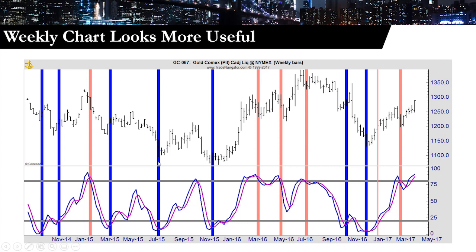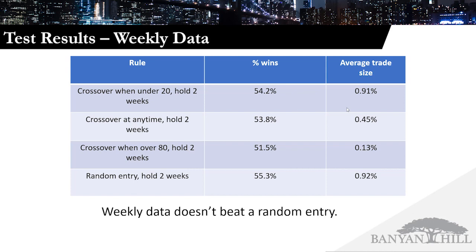Our eyes are probably immediately drawn towards the center where we do seem to have some nice signals. Our eyes tend to ignore the signals that don't work as nicely. Testing again shows that the stochastic will not beat a random entry.